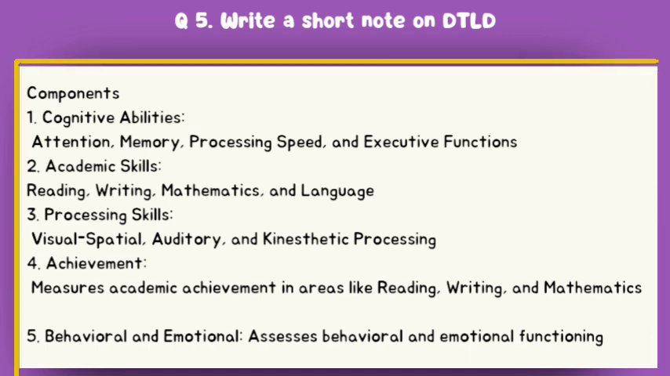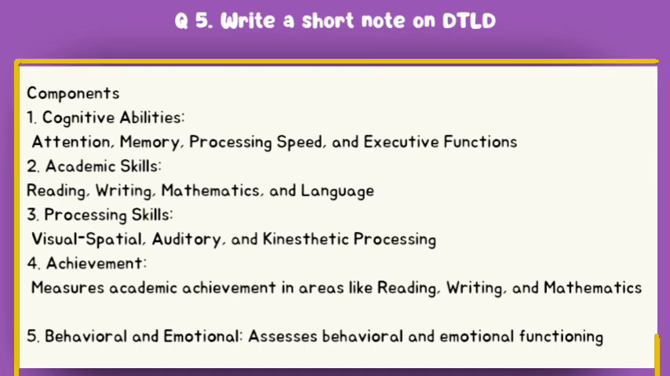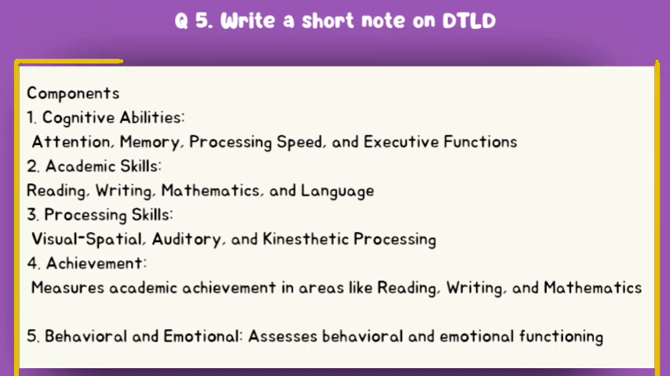Processing skills include visual, spatial, auditory, and kinesthetic processing. The next is achievement. It measures academic achievements in areas like reading, writing, and mathematics. The next is behavioral and emotional. This test assesses behavioral and emotional functioning.